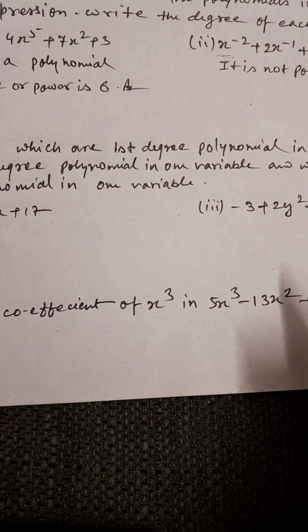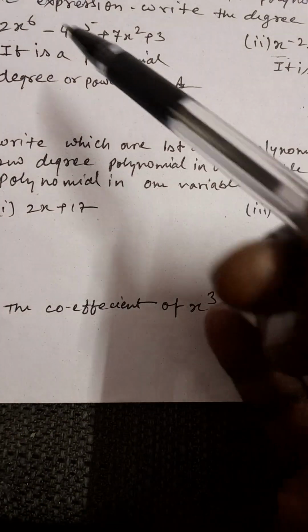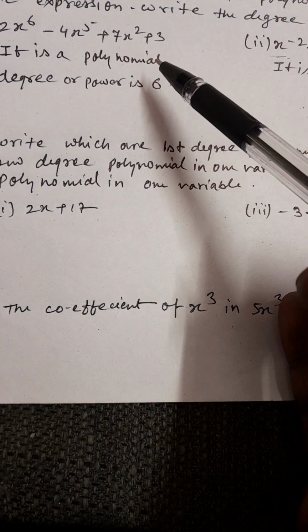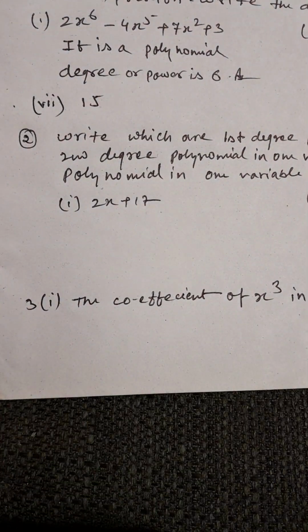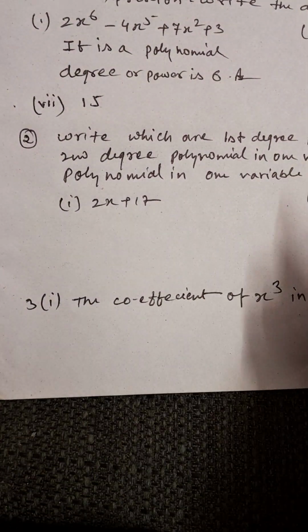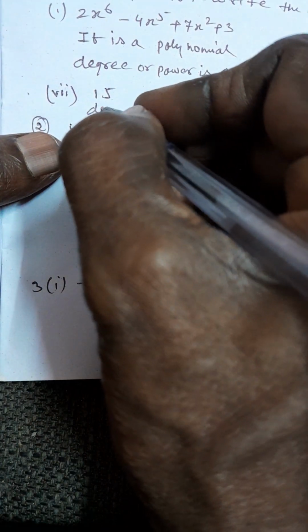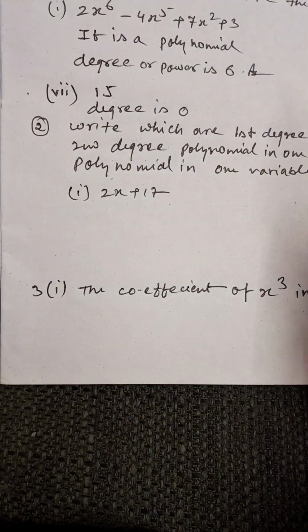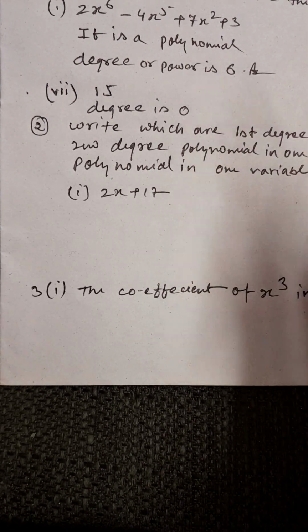Next part, question number 2. In the same way you have to do the other sums. Like one question, in question number 7, the given number is 15. So what is its degree? The degree of 15 will be 0. Any number's degree will be 0. If there is no alphabet, the degree will be 0.